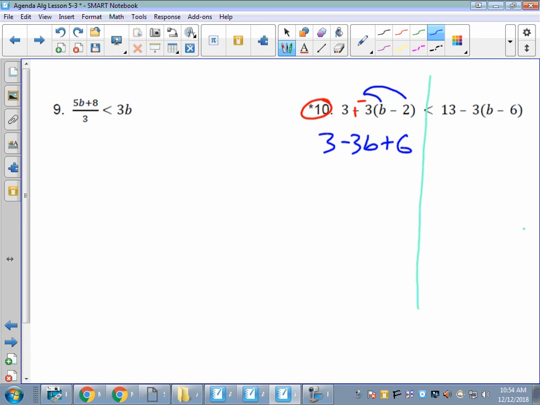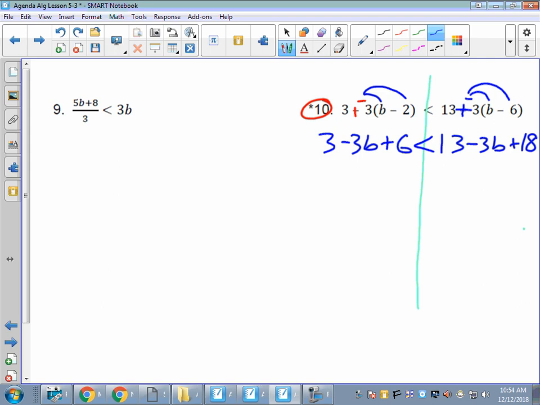On the right-hand side, I still have my 13. Nothing happened with my 13. And now I can do this again, make it a plus minus. That way I know negative 3 times b is negative 3b. Negative 3 times negative 6 is a positive 18. And then I've got my inequality symbol in the middle.